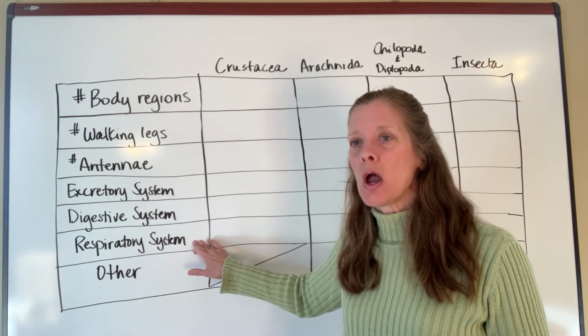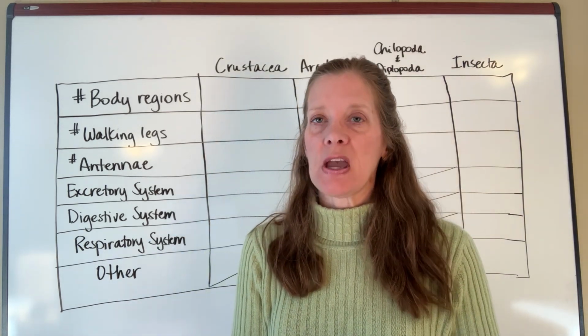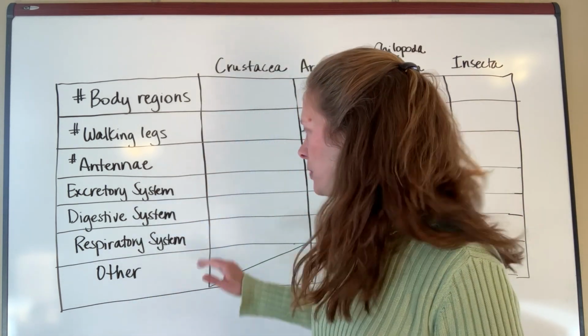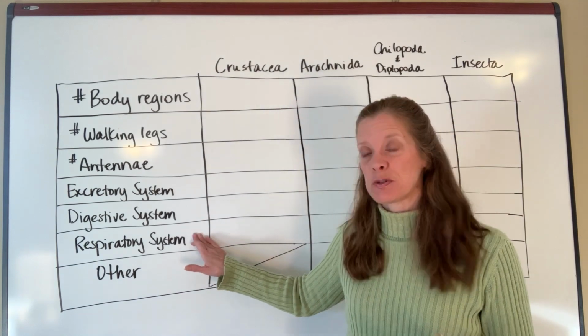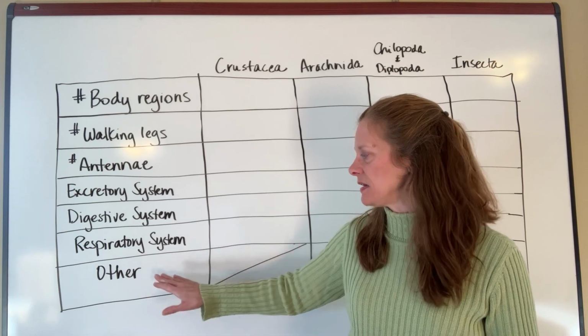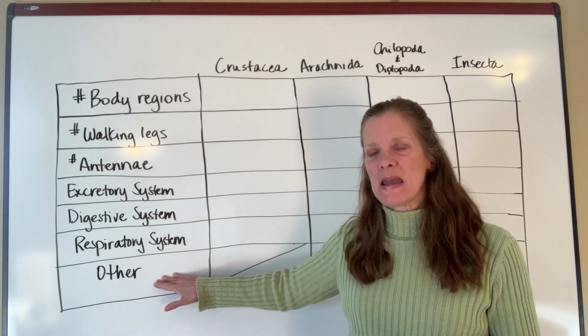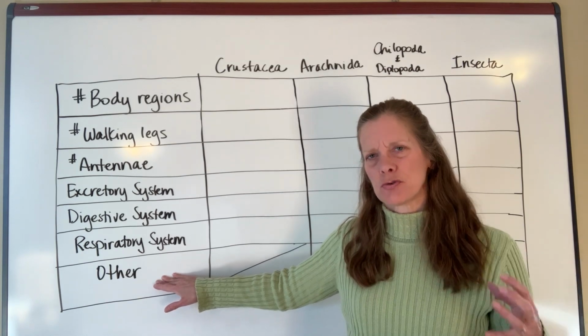How do they breathe? We know that with the earthworm, they just took in oxygen through their skin. But how does it work with these guys? These guys are bigger, so they need a specific type of system to enable them to get the oxygen that they need. And then any other thing that you notice that maybe would make these particular classes of creatures stand out.